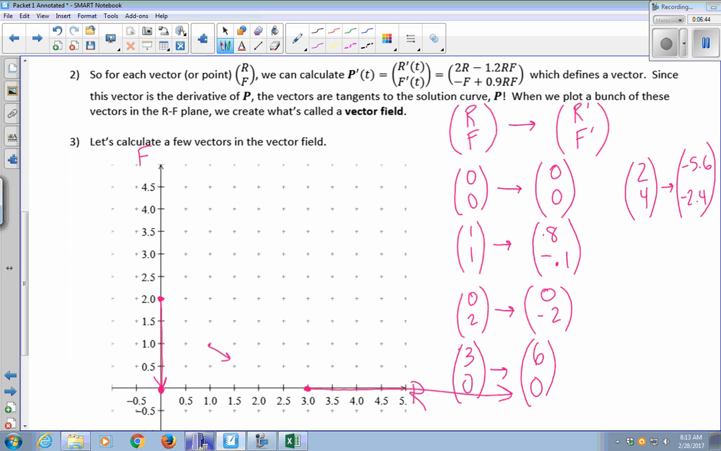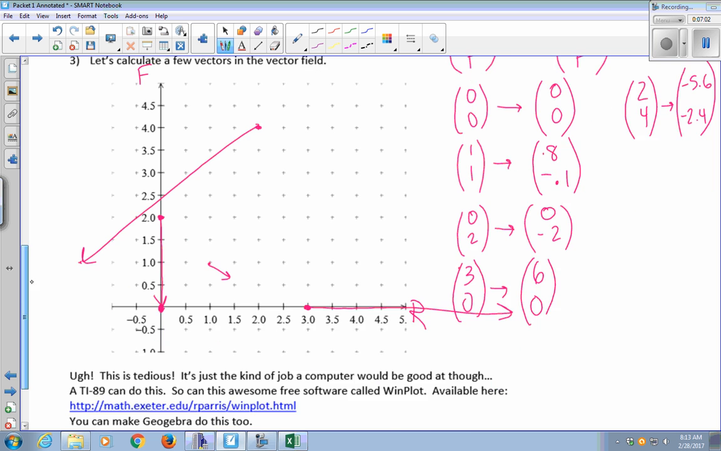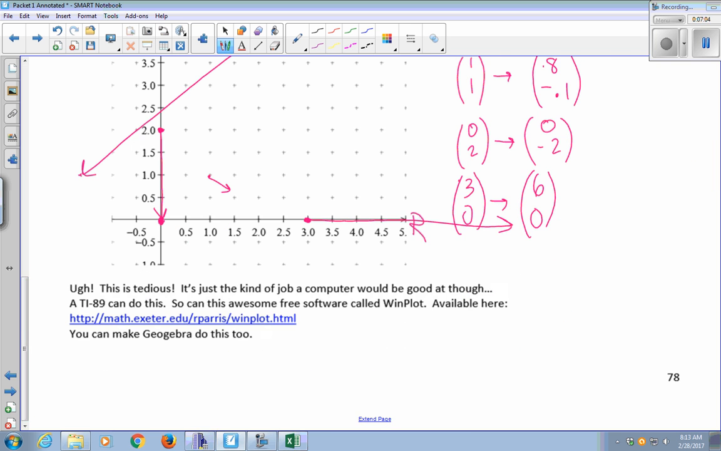Okay, so at the point (2, 4), I'm going to draw a vector left 5.6, down 2.4. It's going to be a super long vector like this. So this is very tedious and very messy. Okay, it's kind of a job that a computer would be good at.